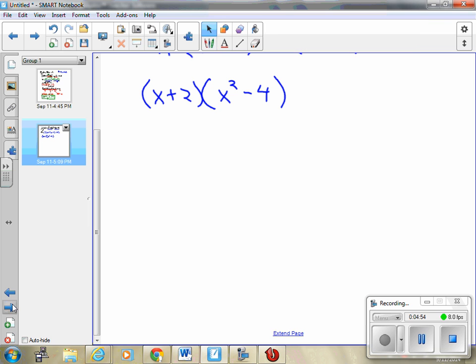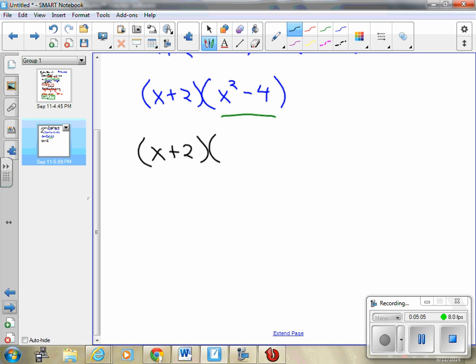Now, just like before, in the previous example, this second term here, x squared minus 4, is the difference of two perfect squares. So we're going to take and factor that further. So x plus 2 stays there. Now this guy right here is the difference of two squares. I have x minus 2 and I have x plus 2.